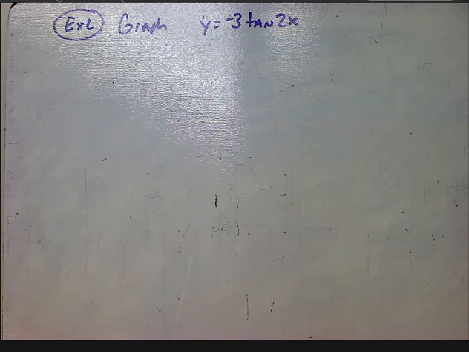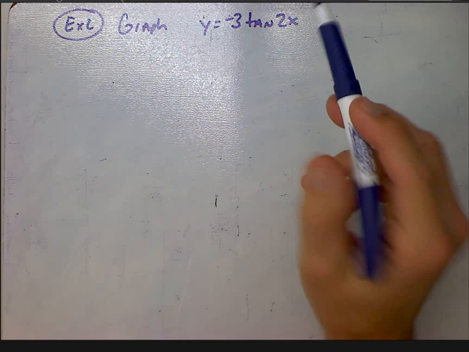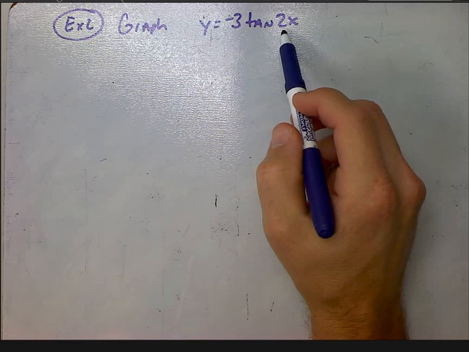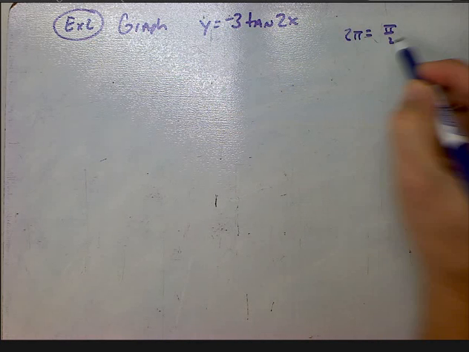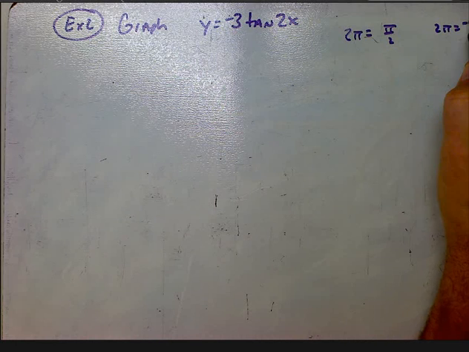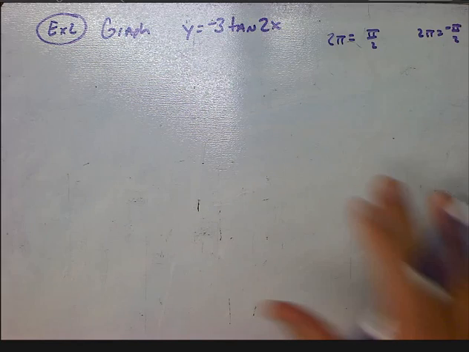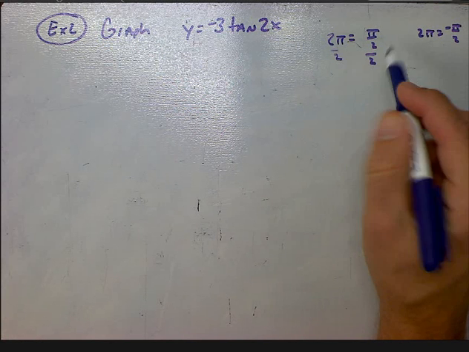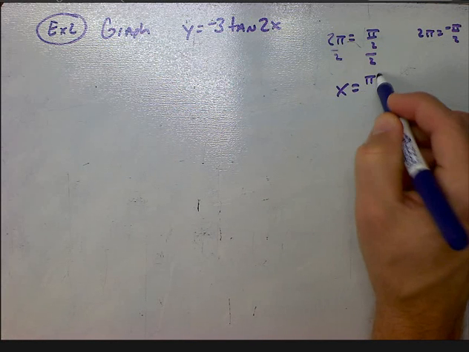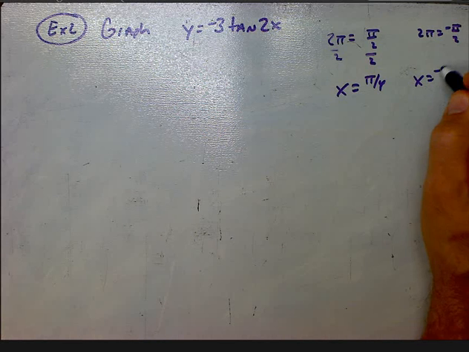For example 2, we're going to graph y equals -3 tangent of 2x. And we've got two things going on here. One, there's going to be a period change because of the number in front of x. So remember, we set 2x equal to pi over 2 and 2x equal to -pi over 2 to find two consecutive asymptotes. When I divide by 2, I get x equals pi over 4. And this one's going to give me -pi over 4.